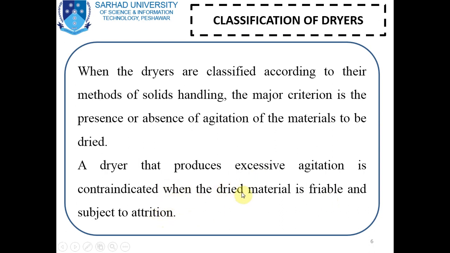If we have a material that is viable in nature and subjected to attrition, it is contraindicated to select a dryer that produces excessive agitation, as this will be detrimental to the viability of this particular material. In this case, a dryer should be selected that lacks excessive agitation rather than producing it, because the material will be subjected to attrition in case of excessive agitation produced by the dryer.